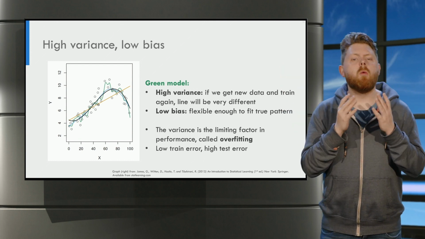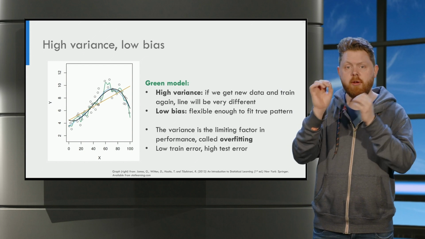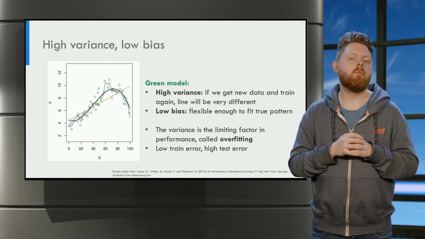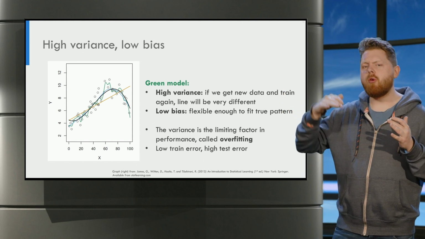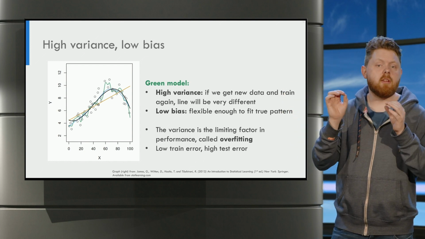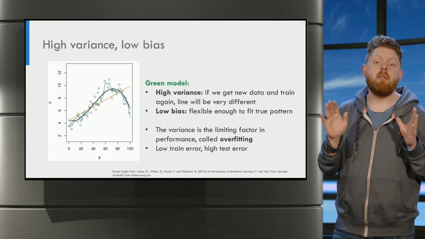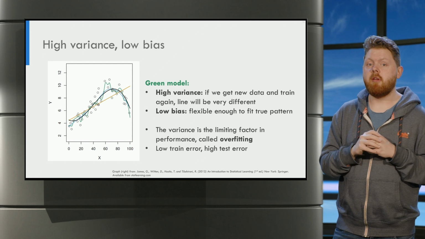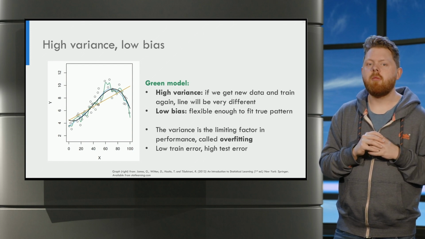Why? Well, imagine we get a slightly different data set where the points have moved a bit around. If we now fit the green model again, the line will completely change because it is heavily affected by each point. So the line will be almost completely different. Therefore, the variance is large.